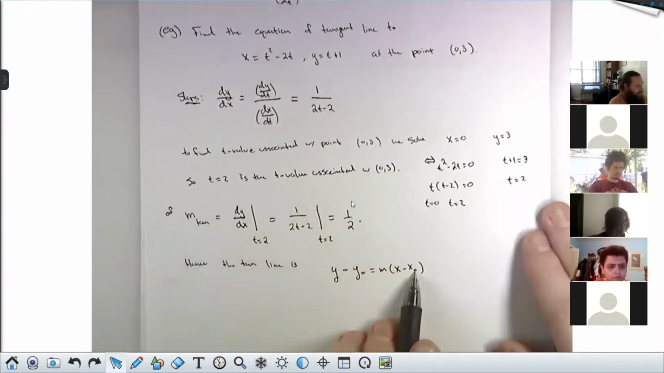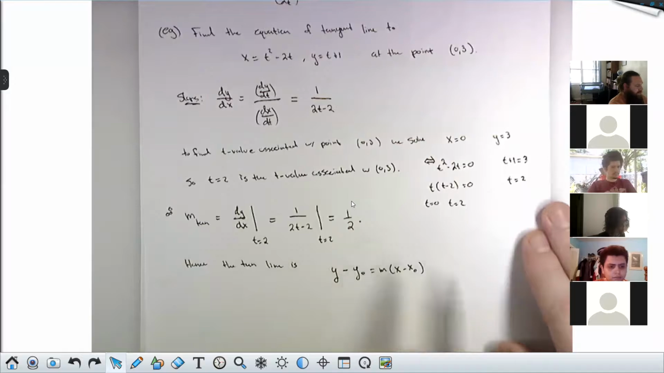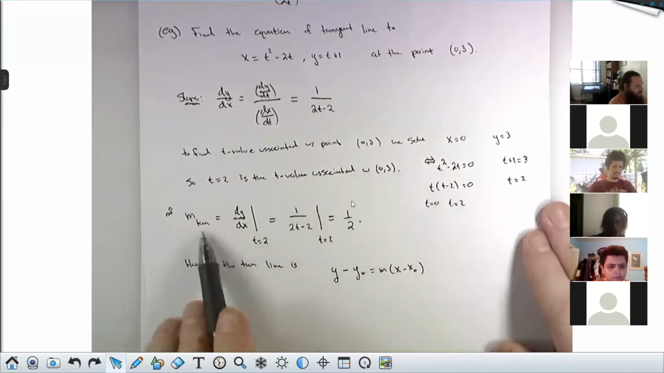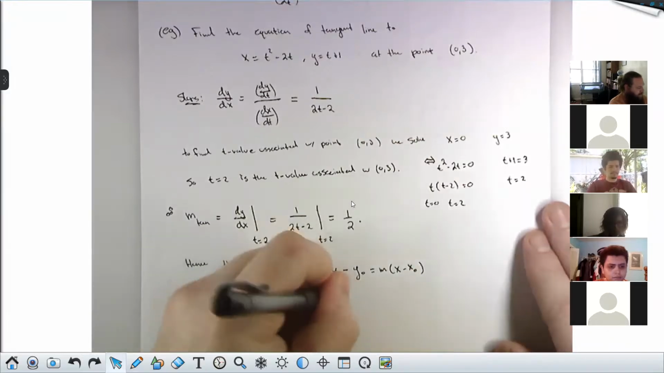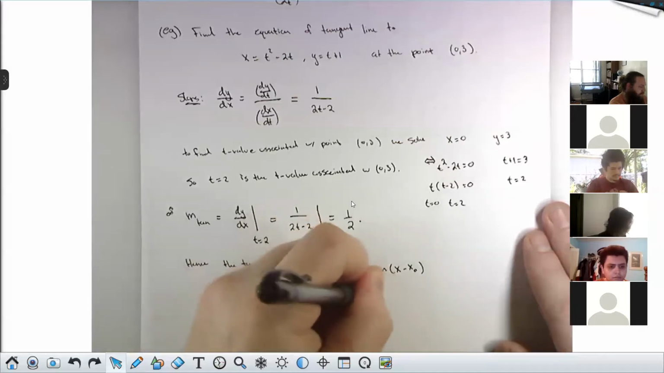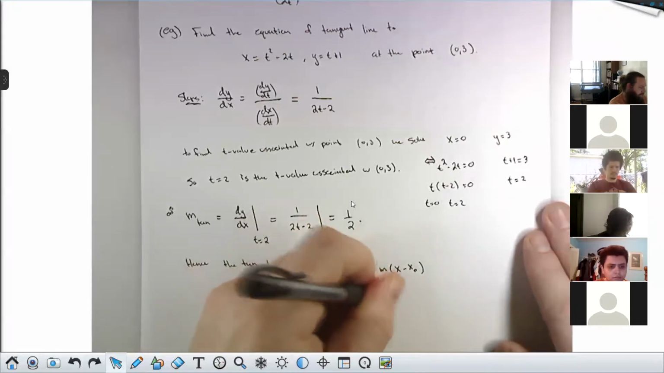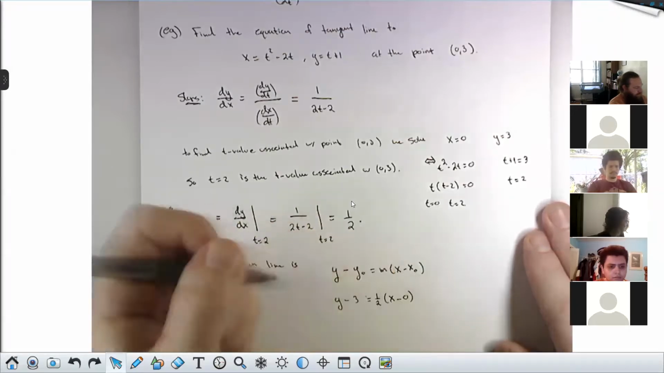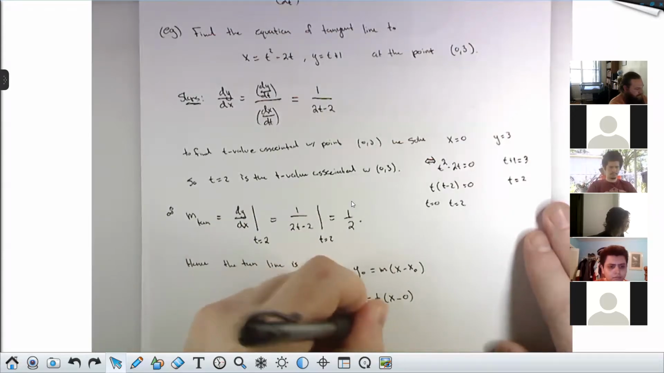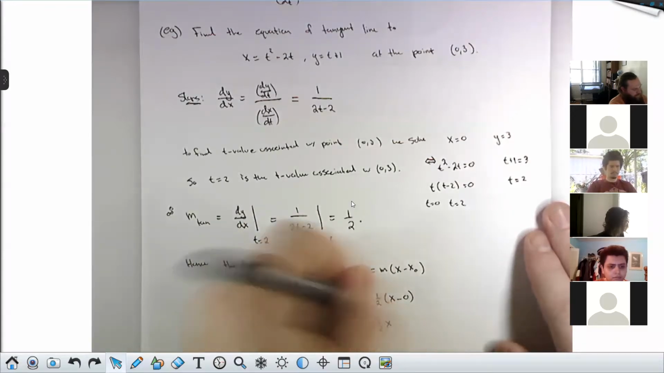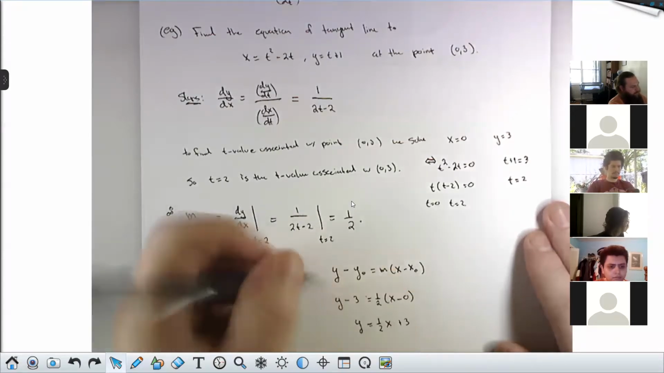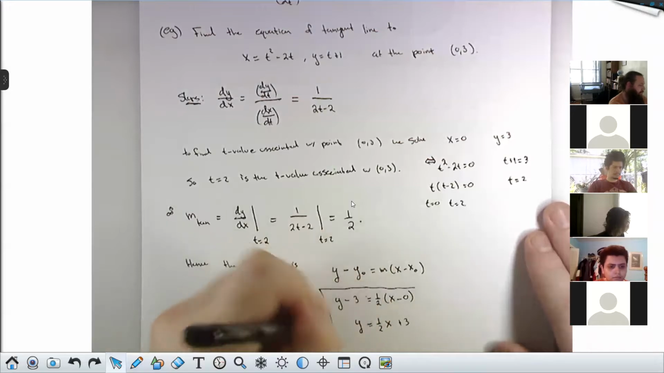My x0 and y0 are the x and y coordinates of my point, and the slope is 1/2. So this is y minus 3 equals 1/2 times x minus 0. Or if you want, y equals 1/2 x plus 3. Either of these would be acceptable.